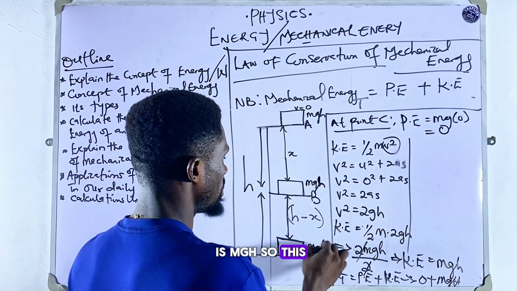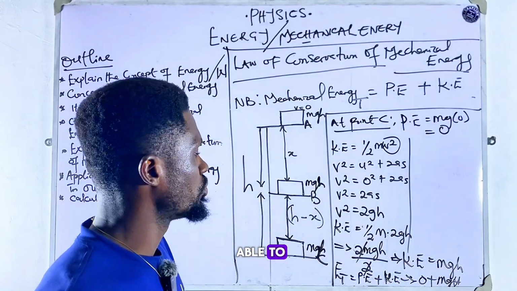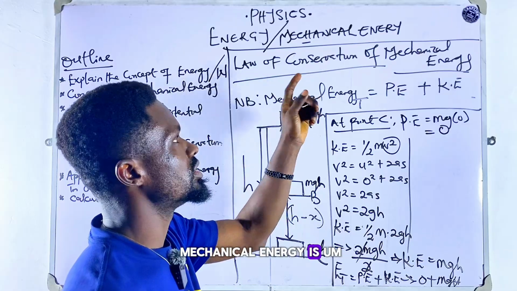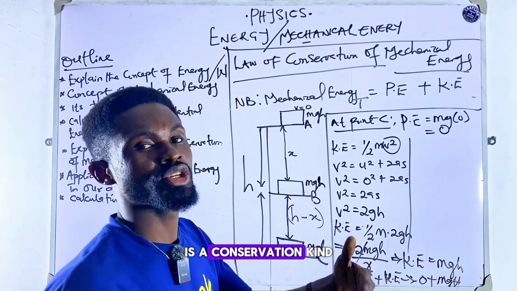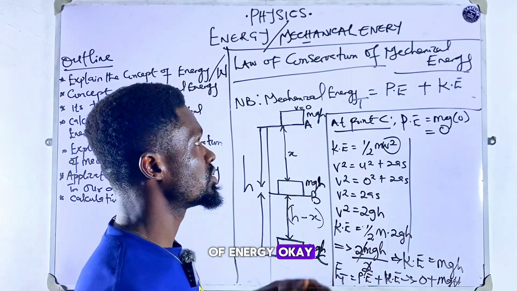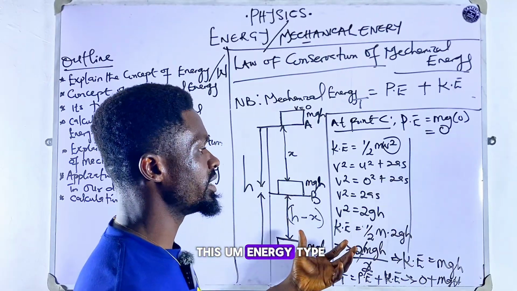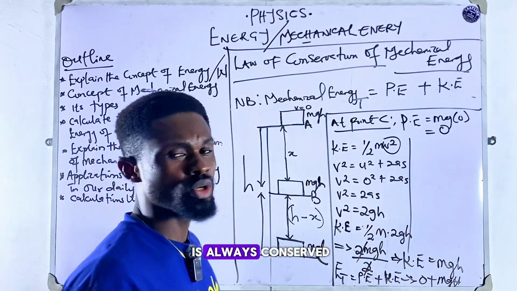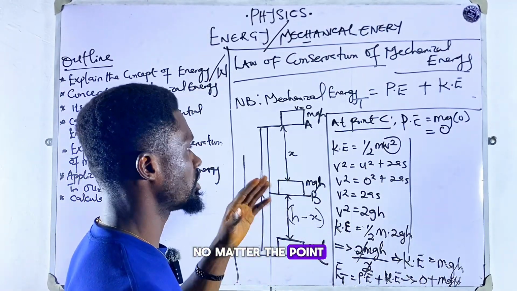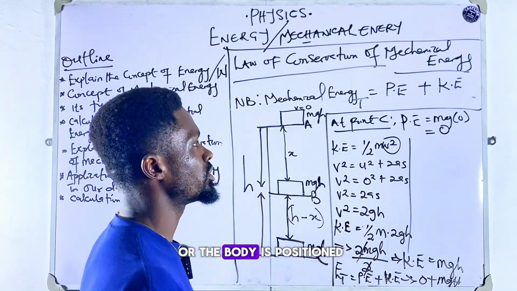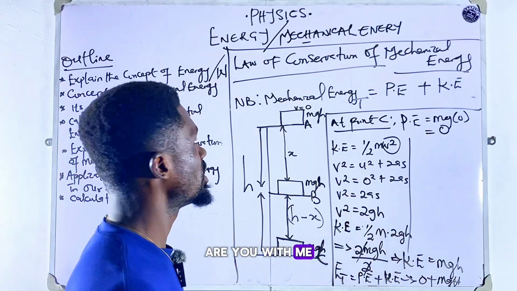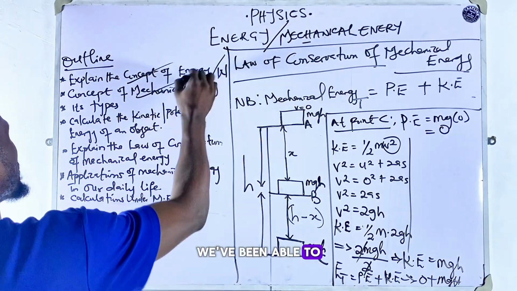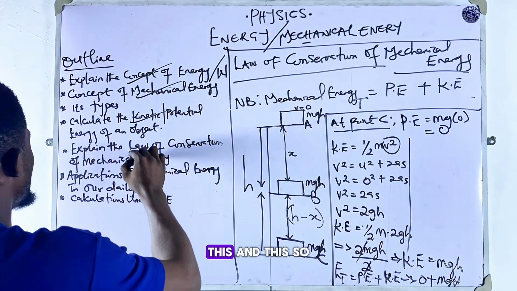So we've used this to verify that mechanical energy is a conserved kind of energy. In this energy type, the total energy of the system is always conserved no matter the point at which the object or the body is positioned. Are you with me? So we've been able to achieve this.